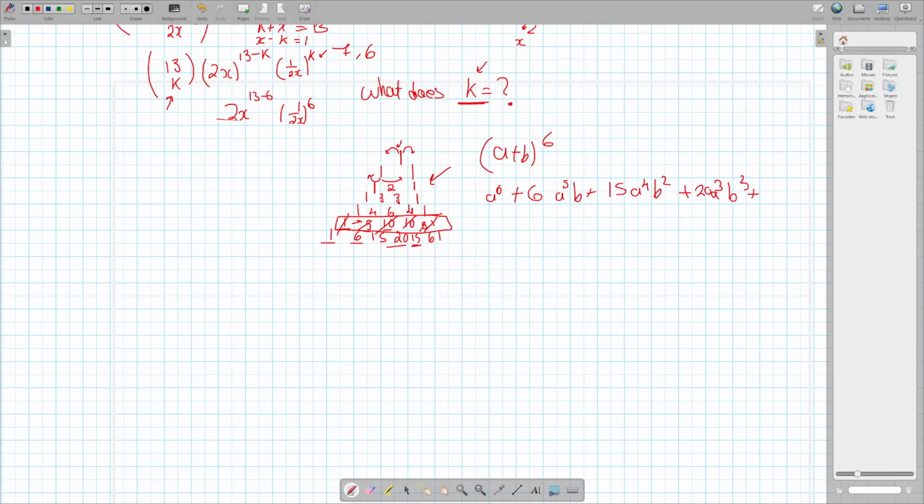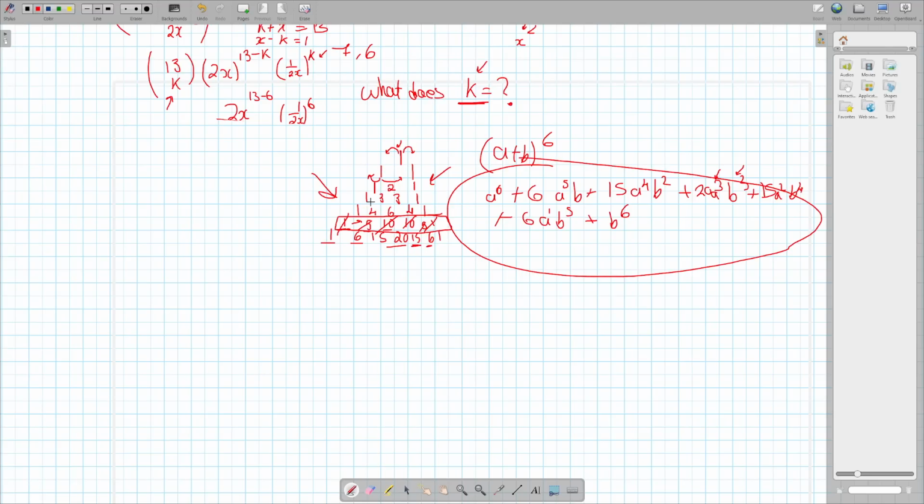Then next, what's my next coefficient? 15. This decreases by 1. It's always decreasing by 1. a squared. What does this become? b to the 4. Realize, this decreases by 1, and this increases by 1. It steals it from here. Plus what comes after 15? 6. 6a, now decreased by 1, becomes a to the power 1, b to the power 5. Plus the last coefficient is 1, so you just write b to the power of 6. You see how easy and fast this became? That's how Pascal's triangle can help you.